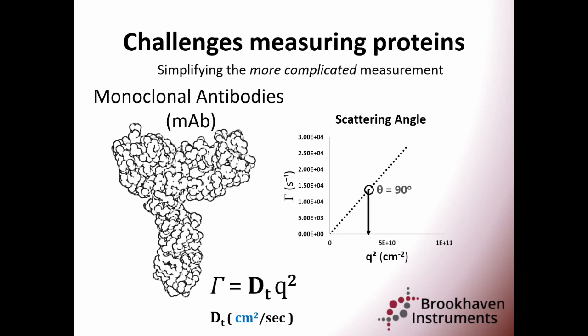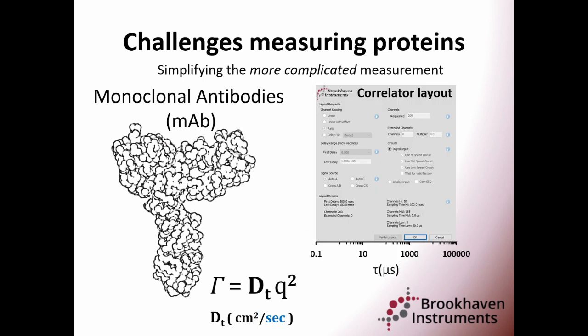So theta equals 90 degrees, we're at a right angle to the laser. Look at our monoclonal antibody. Okay, so we pick a single theta, which means that we're measuring at a single Q. We're really just measuring one point on this line. We're potentially expecting a mixture of different sizes, so we want to pay attention to the ranges of measurable decay rates. So we want to pick a sensible correlator layout.